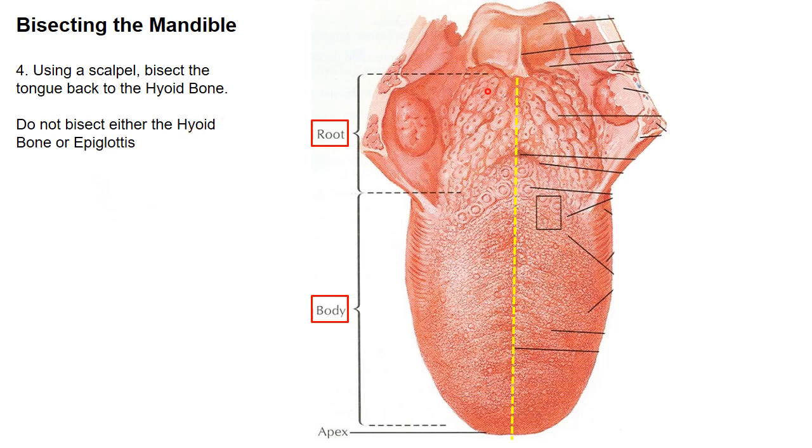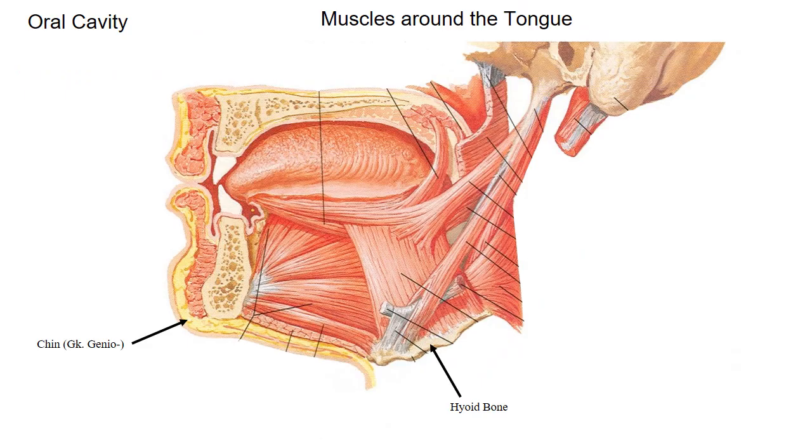And not the hyoid bone either. The hyoid bone is not separated, but the tongue is bisected. So the right and left halves will be on different sides of the head. Okay, so all that is just to get oriented here. Now let's look at some of the muscles around the tongue.